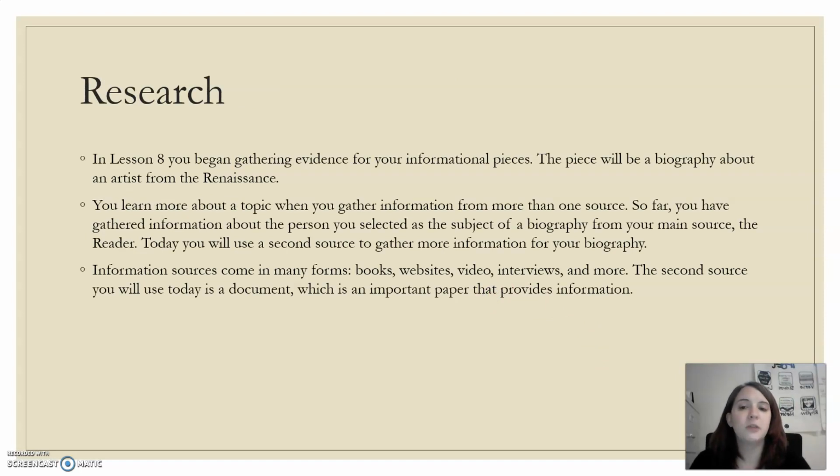In Lesson 8, you started gathering evidence for your informational pieces. Your piece is a biography about an artist. You're going to learn more about the topic by looking at more than one resource. We talked a little bit about that before, how we were using the reader. Now you're going to get a chance to do more research with other sources. Information sources can come from books, websites, videos, and interviews. Today you're going to use a document, which is an important paper that provides information. So you're going to actually look for an article when you're going online.